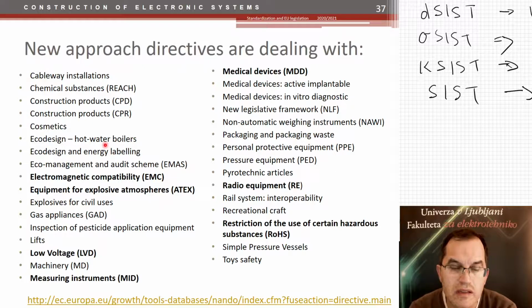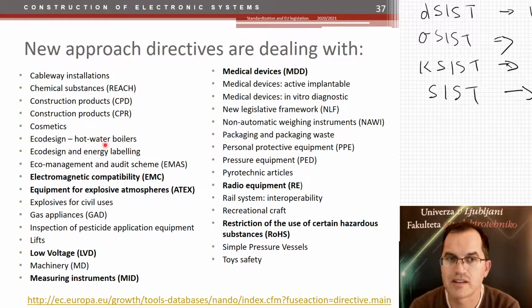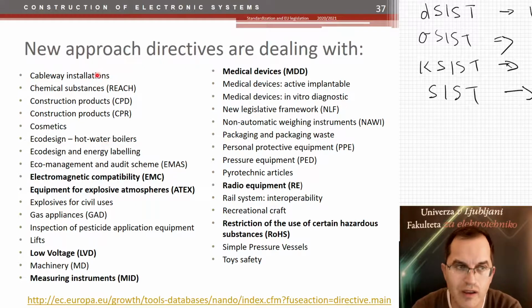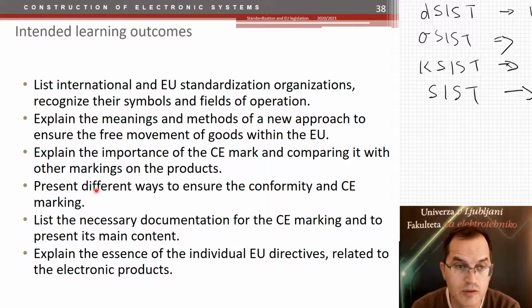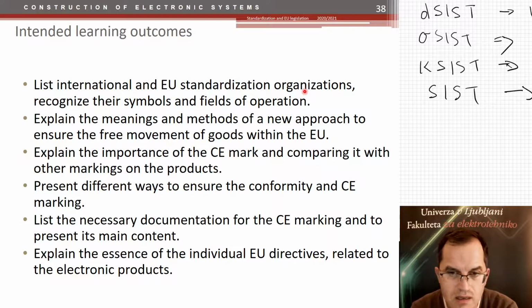As I told at the beginning, there are many products sold in EU which do not require CE mark. Those who require CE mark are shown here. So what is at the end important for you to remember? You should know the international and EU standardization organization, recognize their symbols and what they are covering, which field they are covering. I'm talking about ISO, IEC, ITU on international level, and European, I'm talking about CEN, CENELEC, and ETSI.